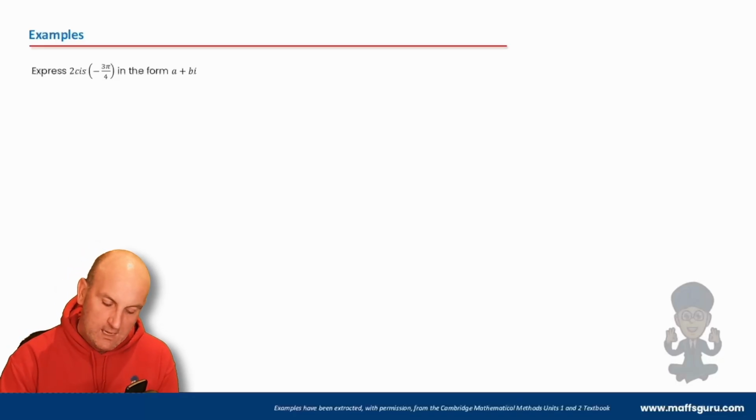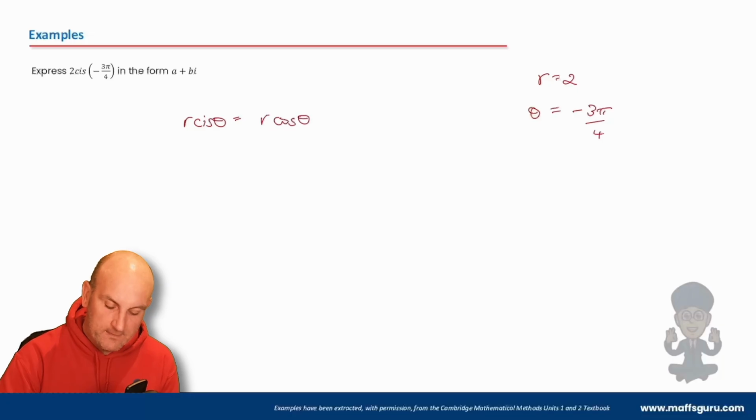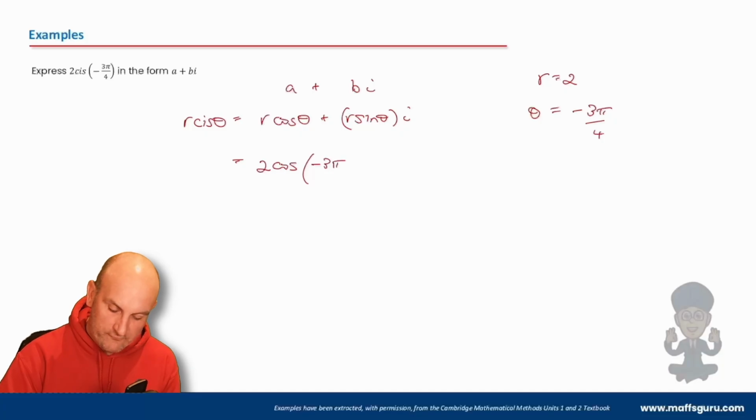Okay, we can do that because we now know that r is equal to 2 and theta is equal to minus 3 pi on 4. So r cis theta is the same as r cos theta plus r sin theta times i, which is in the form a plus bi. So r is 2 times the cosine of minus 3 pi on 4, plus 2 sine of minus 3 pi on 4 times i.